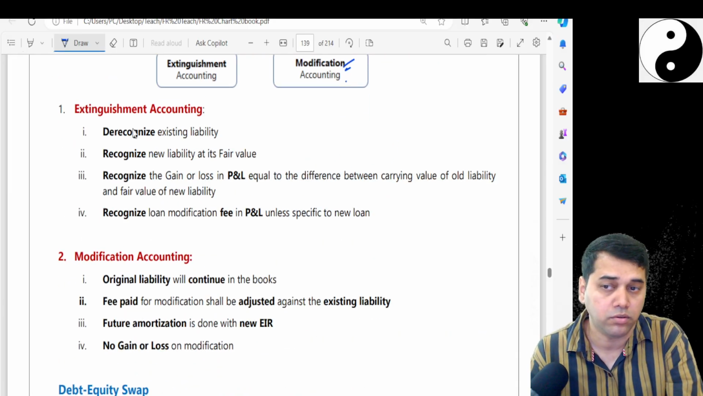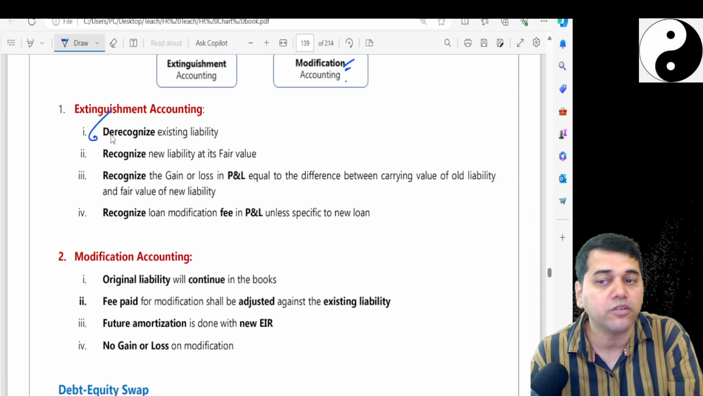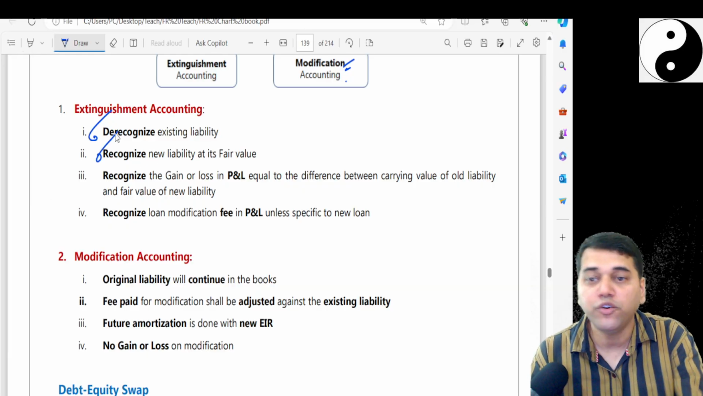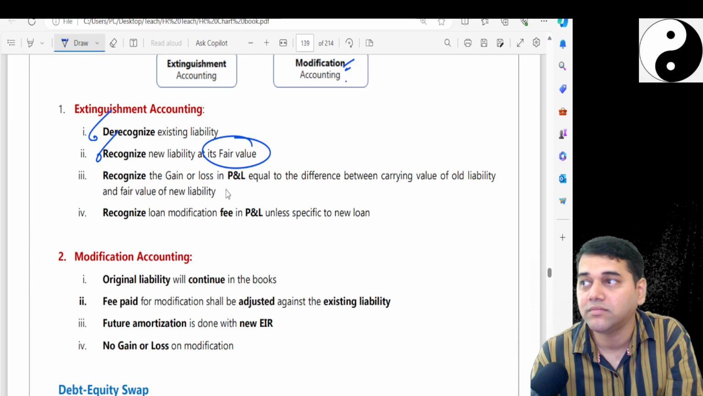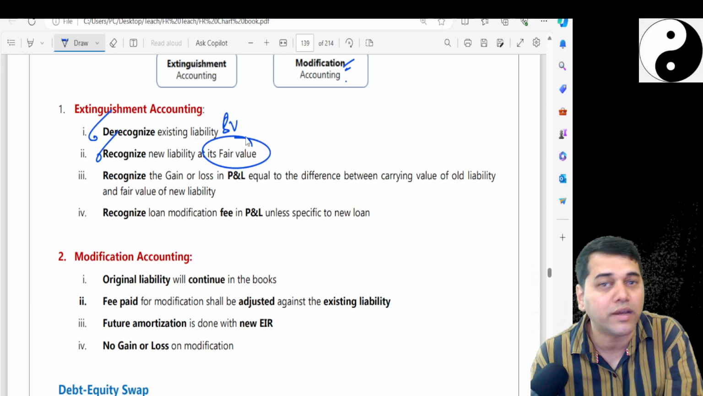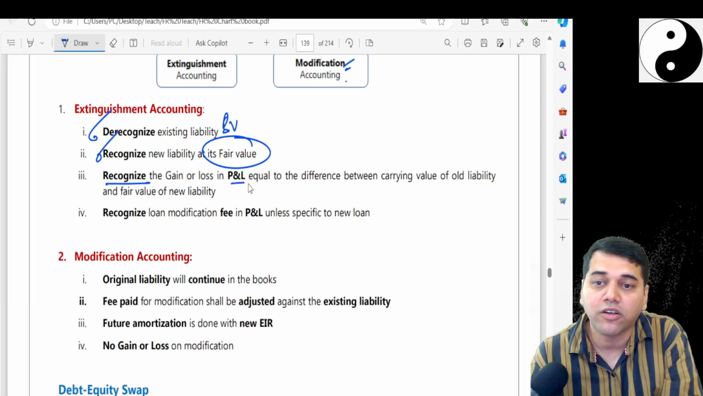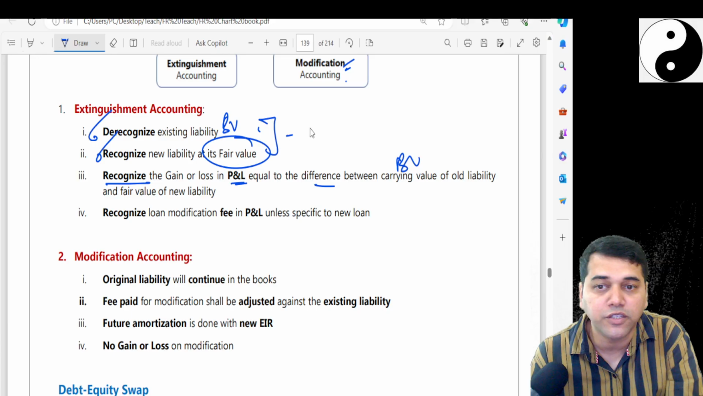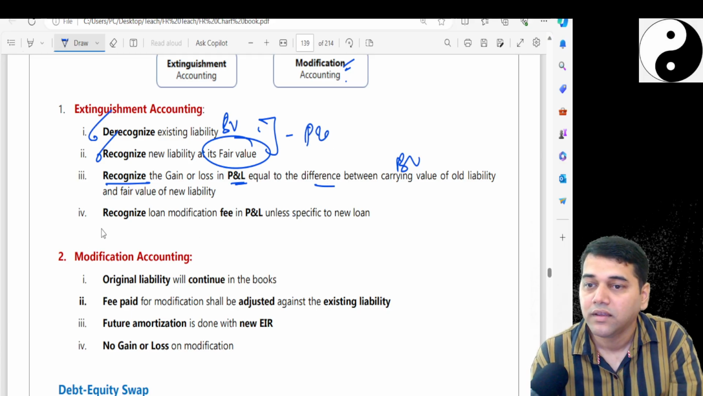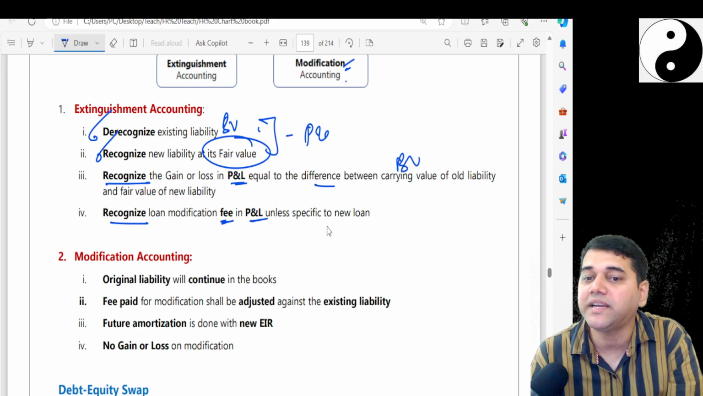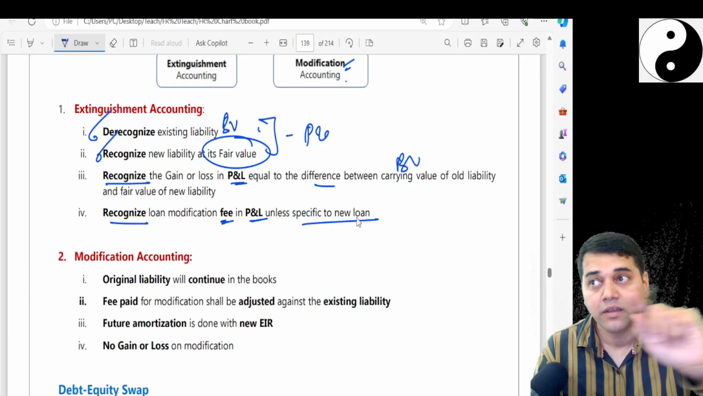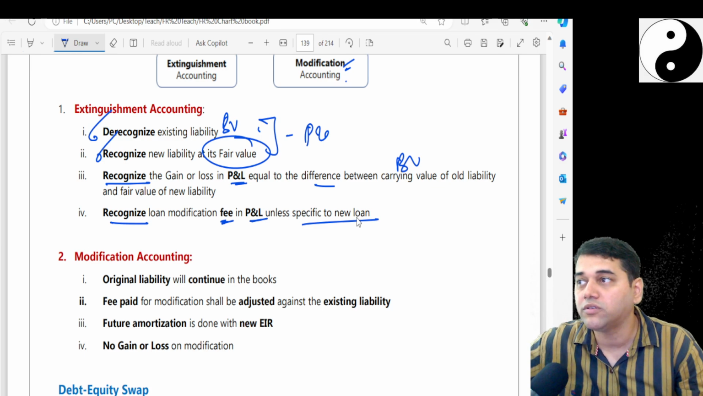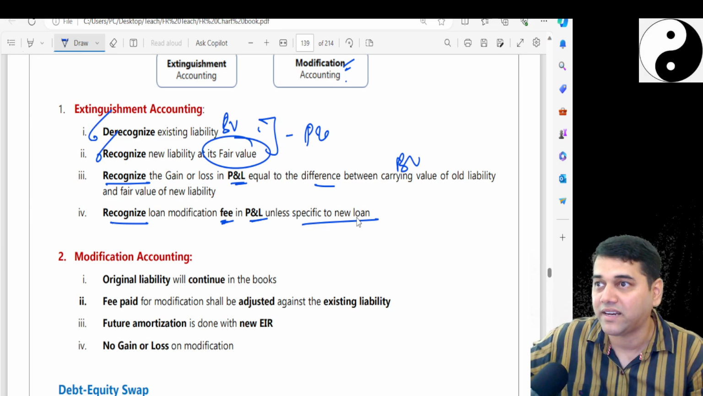So what accounting entry will you pass under extinguishment? You derecognize the existing liability, that means old liability account debit to new liability, but at fair value. The old liability goes at book value. Recognize the gain or loss in the P&L account, which equals the difference between the book value and the fair value. And recognize the loan modification fees in the P&L unless they are specific to the new loan. Generally, when you modify, the processing fees are meant for the old loan or the new loan? Old, no? To close that. The new loan is yet to come.